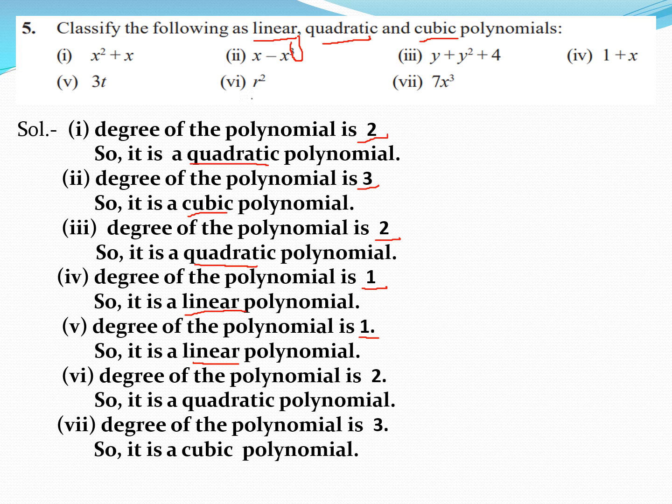Sixth part, it is r square. Now r square means the value of the exponent is 2 and there is only one variable, that means the degree of the polynomial is 2. So it is a quadratic polynomial. Last part, polynomial is 7x cube. Now here the highest power of the variable is 3. That means the degree of the polynomial is 3. So it is a cubic polynomial.